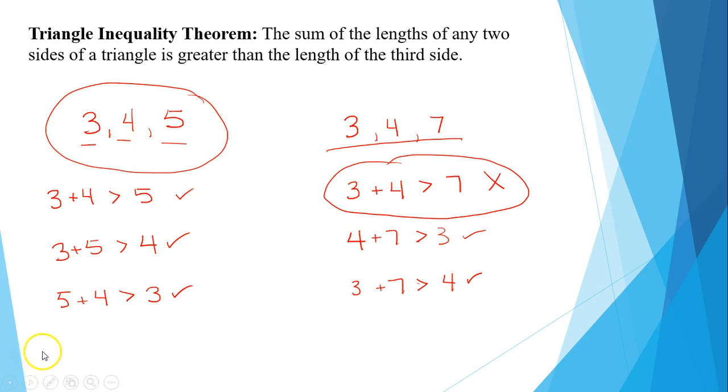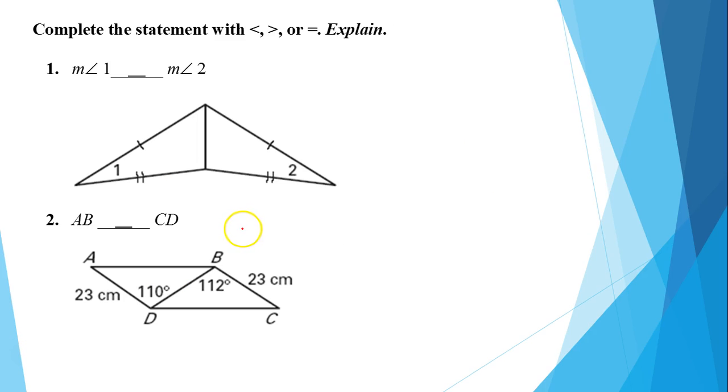Okay, that's the triangle inequality theorem. Okay, you will have a couple problems just similar to these. It asks to complete the statement with a less than, greater than, or equal to sign. And then it has explain. This right here is coming from section 5.6. In that, we learned the hinge theorem and the converse to the hinge theorem. So those are actually going to be our explanations to these problems here that we have.